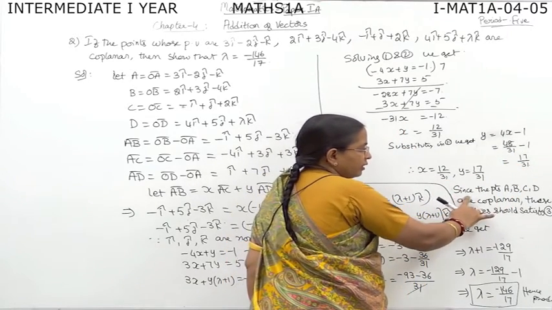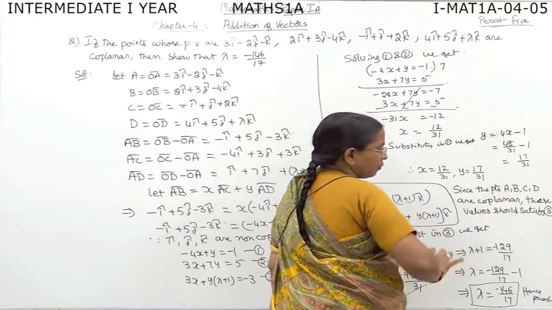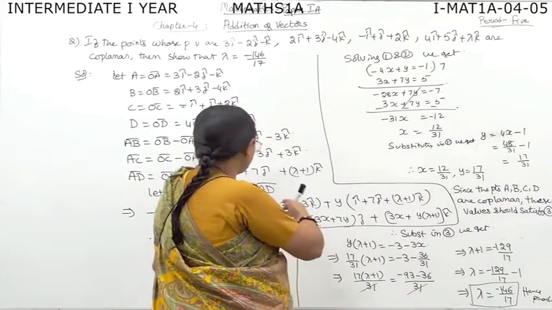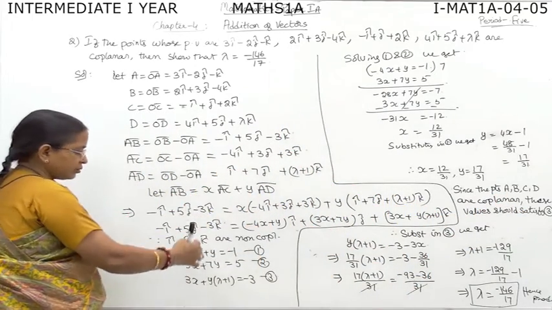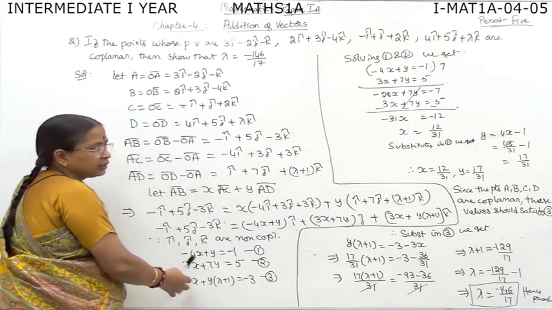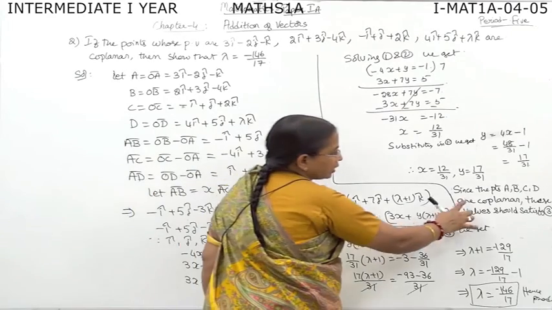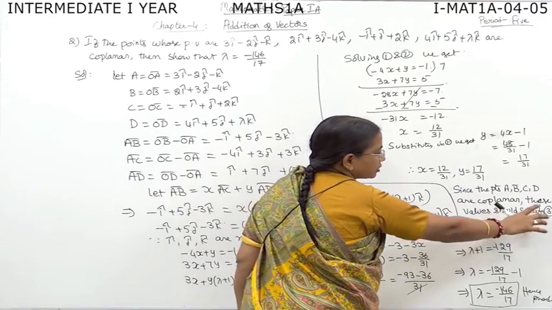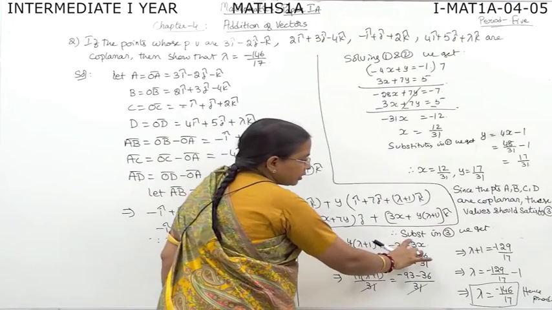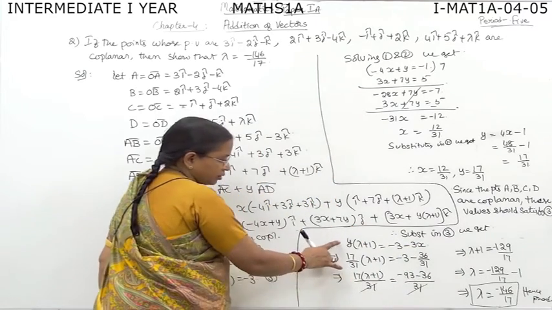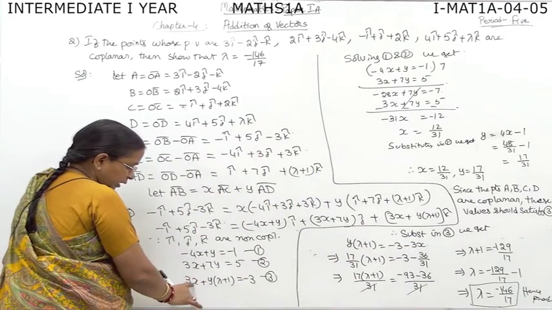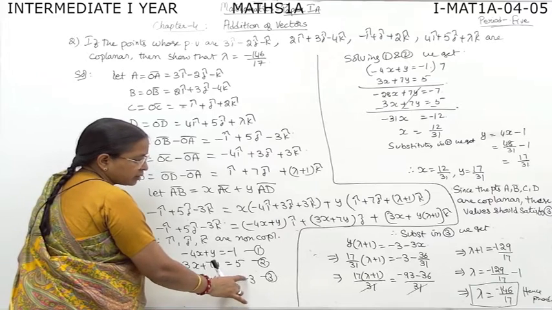Now you are given that the points A, B, C, D are coplanar. So that means the vectors are coplanar. So these values of x and y should satisfy the third equation. Since they are coplanar, these values should satisfy the third equation. So we are substituting in the third equation. What is the third equation? 3x plus y into lambda plus 1 is equal to minus 3.